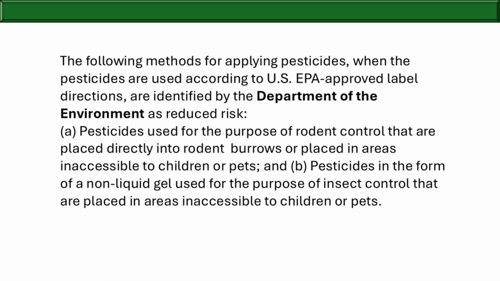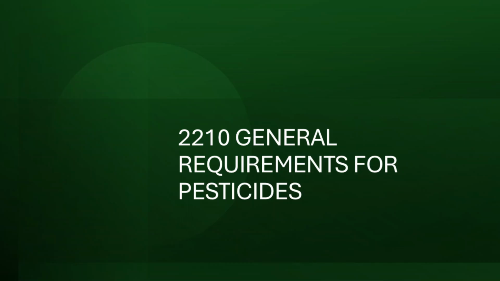The following methods for applying pesticides, when the pesticides are used according to U.S. EPA-approved label directions, are identified by the Department of the Environment as reduced risk. A. Pesticides used for the purpose of rodent control that are placed directly into rodent burrows or placed in areas inaccessible to children or pets. And B. Pesticides in the form of a non-liquid gel used for the purpose of insect control that are placed in areas inaccessible to children or pets.